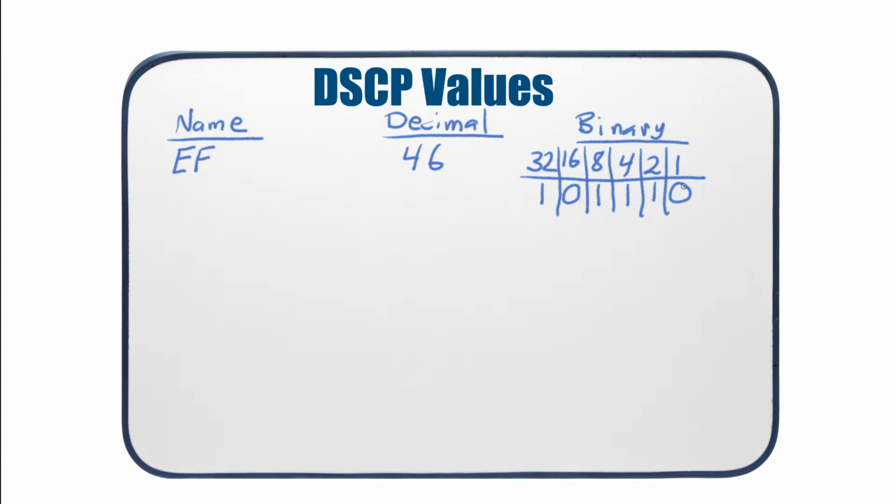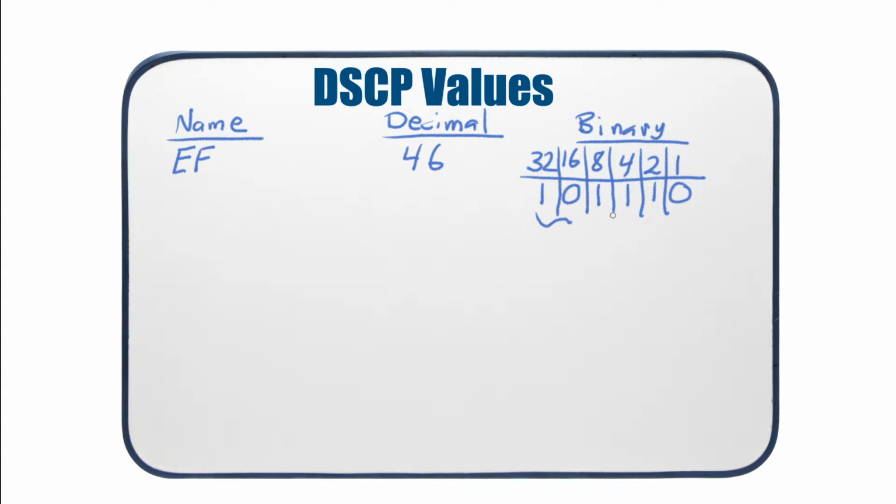Now, here's the key. You ready for this? What if I sent you this EF marking? I marked a value of 46 on my packet, and I sent it to your router, but here's the twist. Your router only speaks IP precedence. What's going to happen? Is it going to look at this packet and say, I don't speak DSCP, I only speak IP precedence, discard, I'm going to ignore this? No, IP precedence is looking at the 3 leftmost bits in this ToS byte.